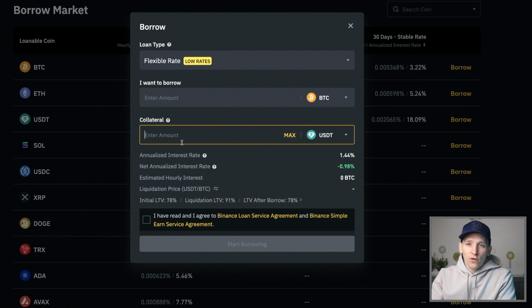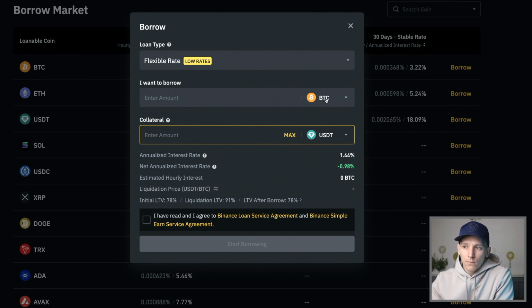Another thing to be aware of before borrowing anything is that the collateral that you're using to borrow against is actually put into Simple Earn. Now, Simple Earn assets will be earning some sort of interest rate. And so the asset goes into Simple Earn, it earns interest, and that's taken off of the interest rate that we're paying on our borrow.